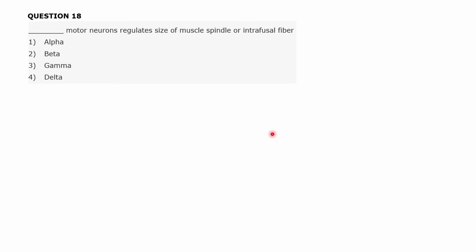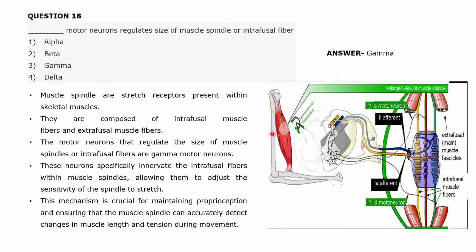For intrafusal muscle that is present within a muscle spindle. Yeah, so I am getting option number 3. You are right. So the answer to this question is gamma motor neuron regulates the sizes of a muscle spindle or an intrafusal fiber. Muscle spindles are basically stretch receptors that are present within the skeletal muscle.